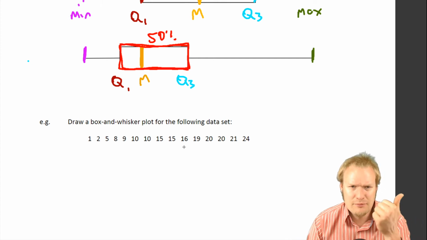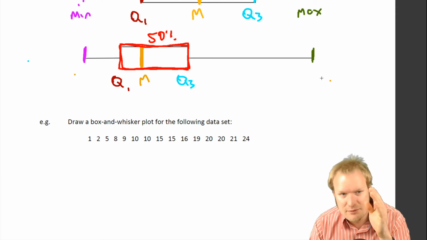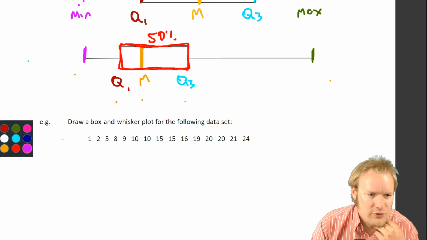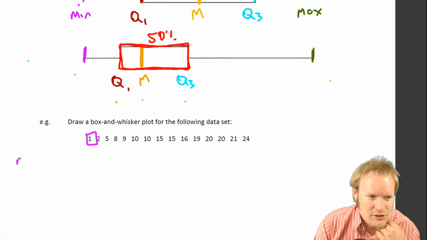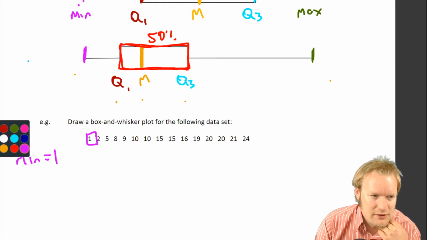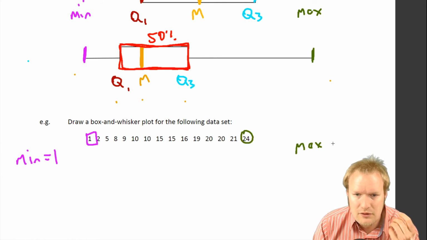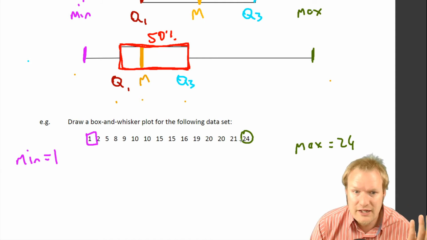Well, we need min, max. So we need the minimum, the maximum, the median, Q1 and Q3. So let's start off with the easy ones. There's our minimum. Let's jot down what we got so far. Our minimum is 1. Our maximum on this side of the world is 24. We need to work out the median next.